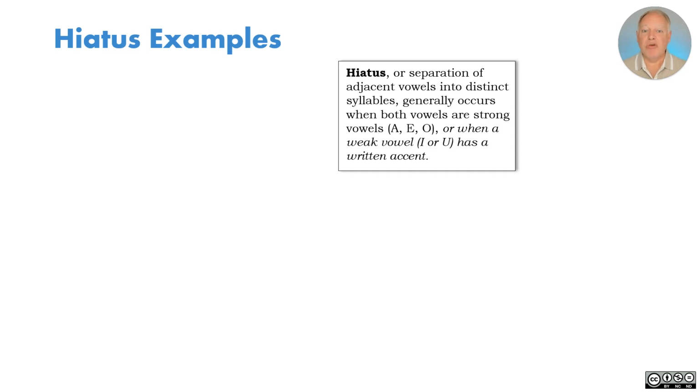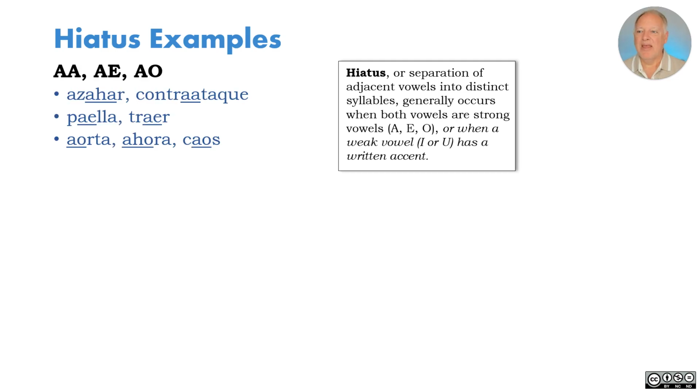All right, let's look at some more examples of hiatus, or separating those adjacent vowels into distinct syllables, which generally occurs when both the vowels in the combination are mid or low vowels, the strong vowels a, e, o, or when the weak vowel, i, u, has a written accent and it's stressed. So let's look at some frequent combinations, or maybe some of them aren't quite super frequent, like a-a, in a word like asar. In a word like this, when the strong vowel is the same vowel, like a in asar, or contraataque, it's pronounced as two distinct syllables, or perhaps one slightly longer syllable.